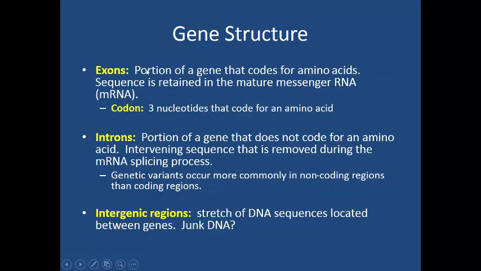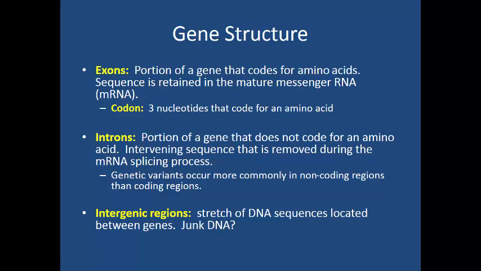So within a coding region, I mentioned that we have exons. This is a portion of a gene that codes for an amino acid or for amino acids. We know that the exonic sequence is retained in the mature messenger RNA. Within these exons, we have codons. These are just 3 nucleotides that code for an amino acid. We also have introns. These are portions of a gene that do not code for an amino acid. These are intervening sequences that are removed during the mRNA splicing process.